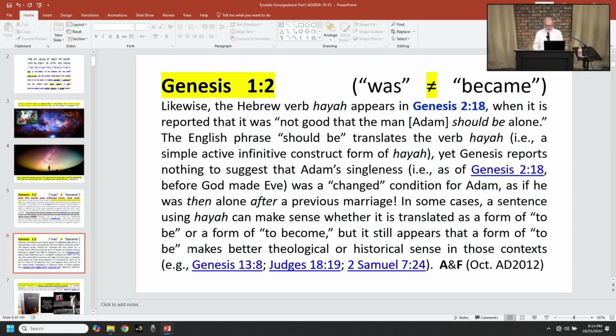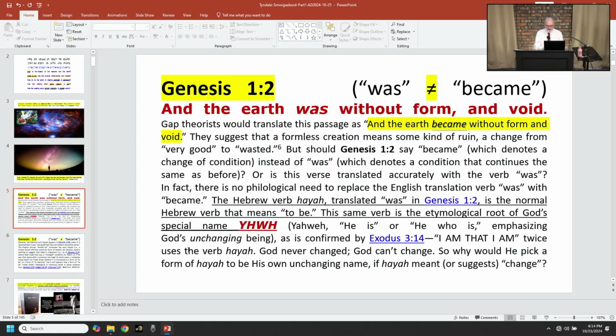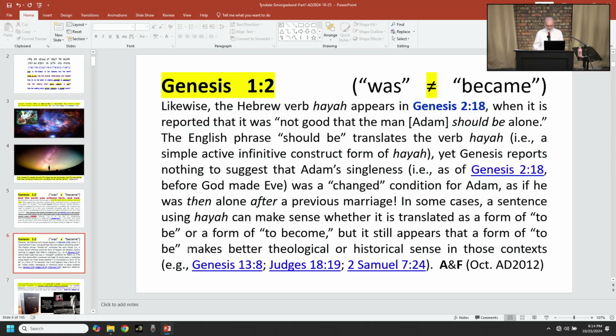Anyway, so going back to the previous slide that talked about the gap theory, it's not only Genesis 1:2 that uses a form of hayah to indicate that being is what's going on, not becoming. And the same is the case for Adam, that his singleness before God made woman was a continuing condition of being for him from his creation, not a change from what he originally was. Okay, so in other words, there's no divorce in Genesis 1, 2, or 3.